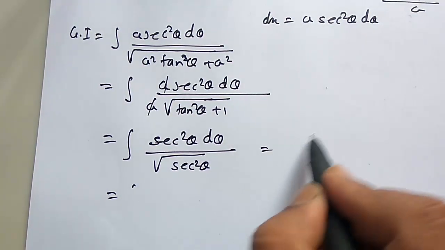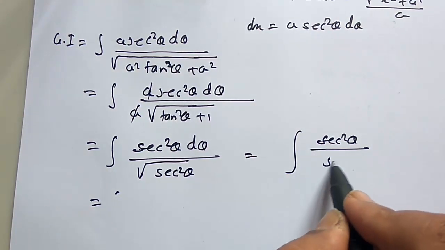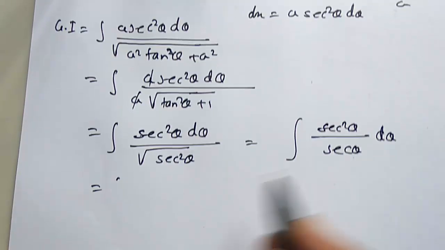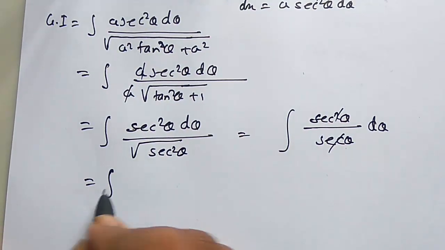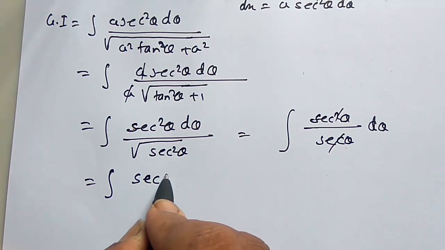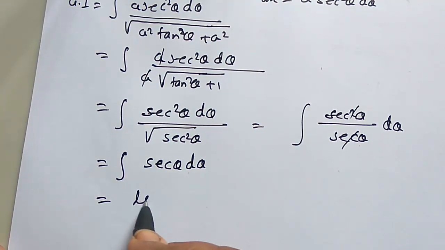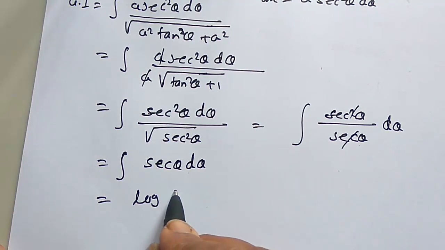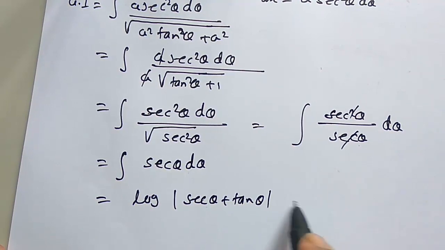is equal to sec square theta upon sec theta d theta. So, one factor of sec theta from sec square theta gets cancelled. So, integration of only sec theta d theta. The integration of sec theta is equal to log of sec theta plus tan theta plus some constant.